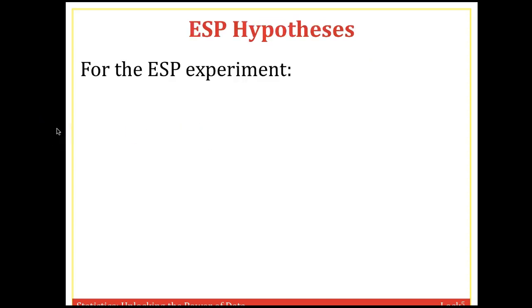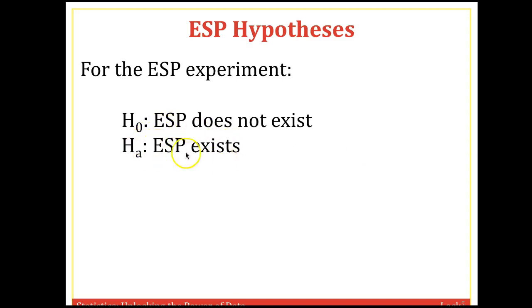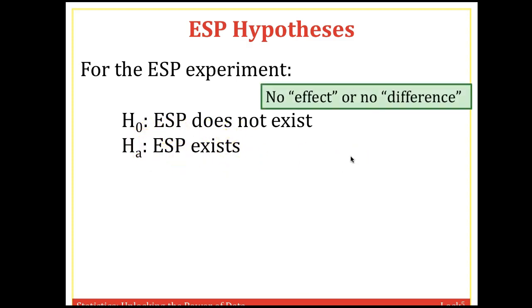Okay, let's go back to the ESP example. We're going to assume ESP does not exist. We'll talk about why in a second. So this is my null hypothesis. And then you have to gather evidence to support that ESP does exist. If you run this test with the 5 playing cards and have someone guess them with telepathic information, you want to know if the person guesses at a higher rate than 1 out of 5, and then see if that supports the alternative hypothesis. So again, the null is no effect or no difference.